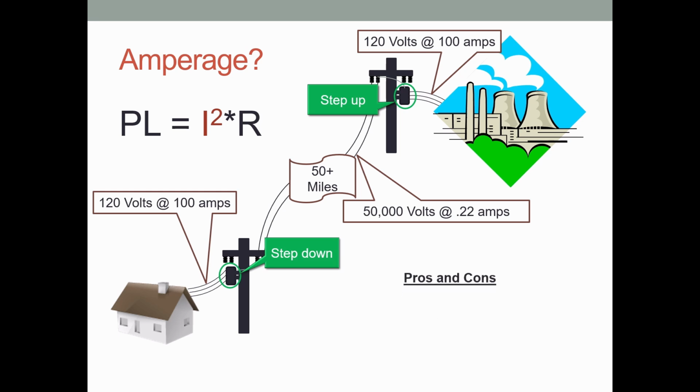Thereby, using transformers and AC current, we can economically transmit power over a long distance. The step-up transformer reduces the amperage by a whopping 450 times, and the power loss is reduced by the square of the amperage, which comes out to 202,500 times reduction of power loss over the long stretch of wire.